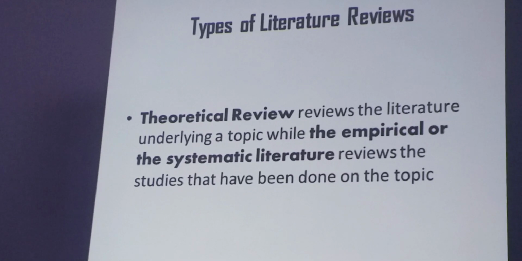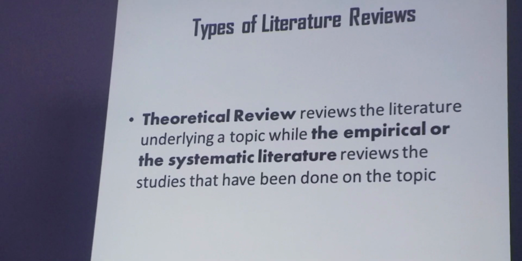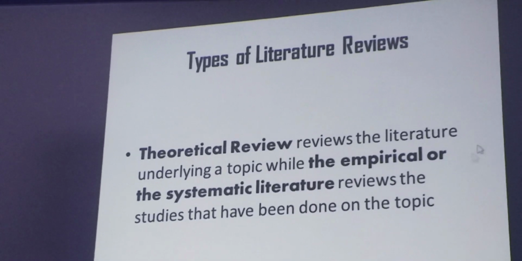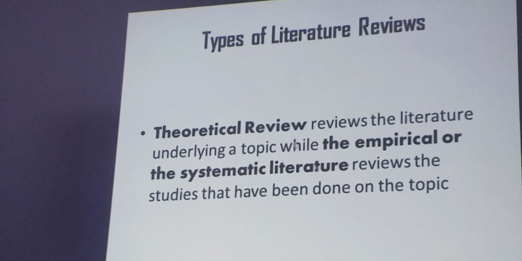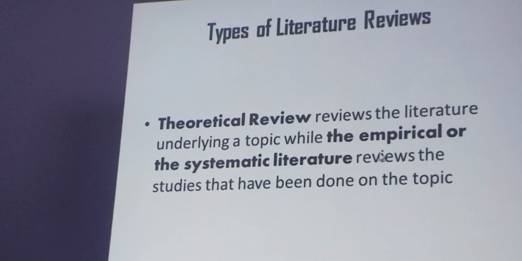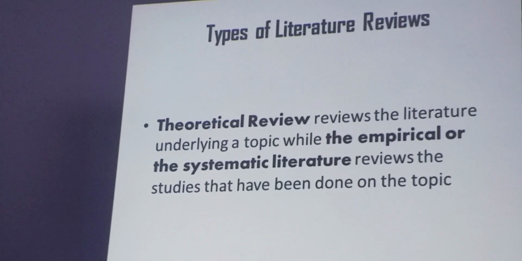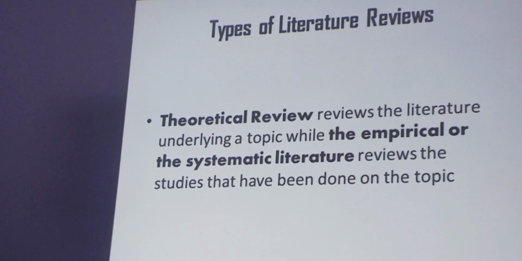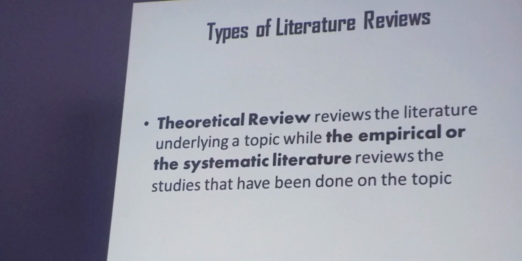theoretical literature review and the systematic literature review. As you can see here, it is called the systematic literature review or the empirical literature review. Both terms are used to mean the same. Okay, and we've got what is called the narrative literature review, or the traditional literature review.